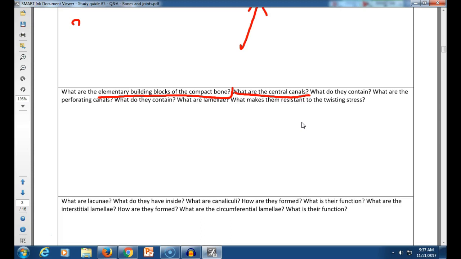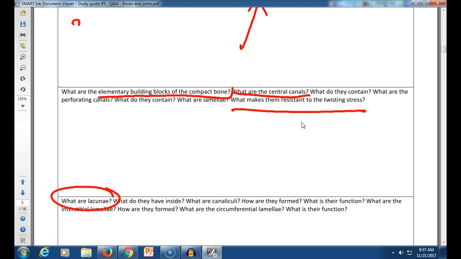Lamellae. What are the lamellae? Lamellae are concentric tubes of the matrix that compose the osteon. What makes them resistant to twisting? Directions of collagen fibers. Collagen fibers are directed in different directions.